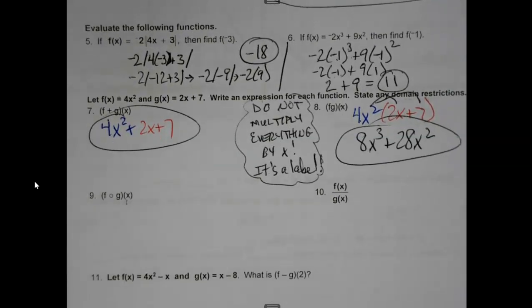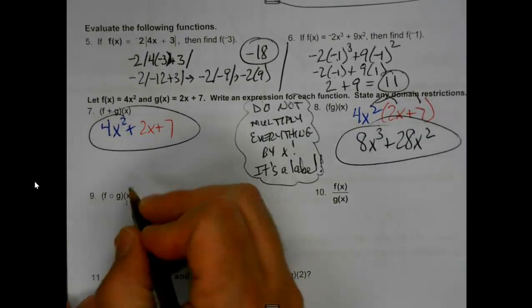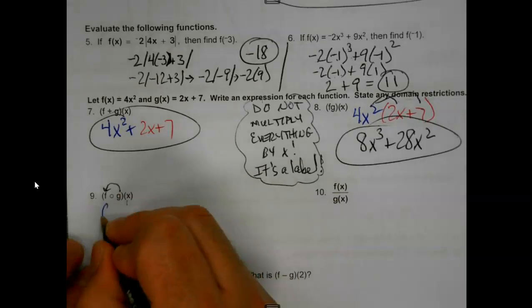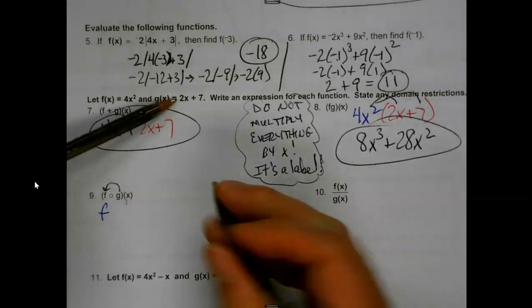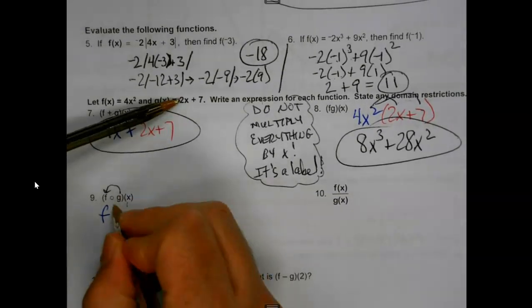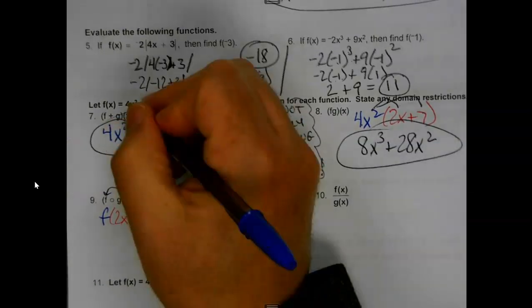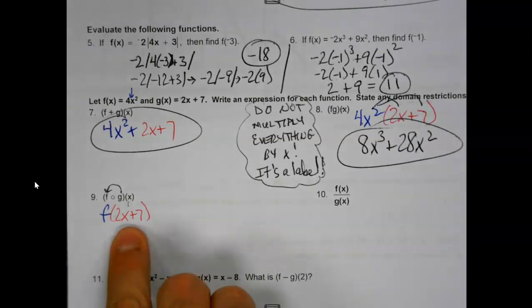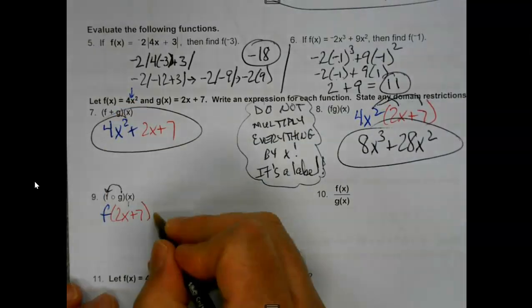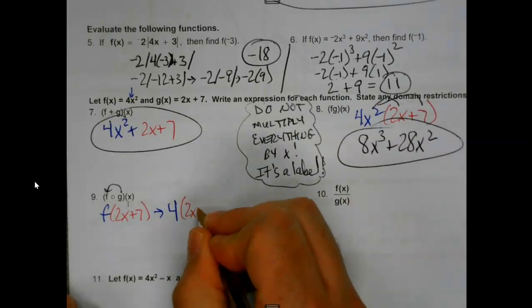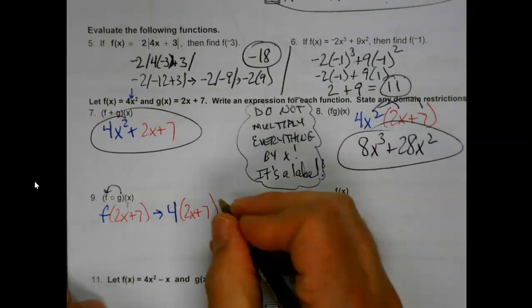All right, f of g. Remember, g is going back into f. Well, what does that mean? It means we're going to have f of 2x plus 7. In other words, I'm going to plug that in for x. There's my new x squared.